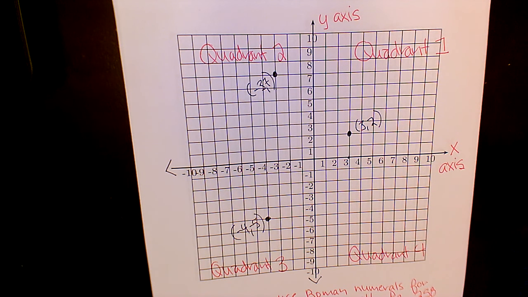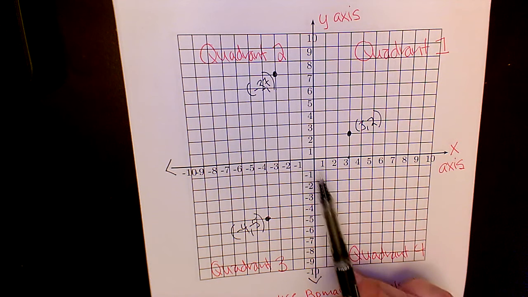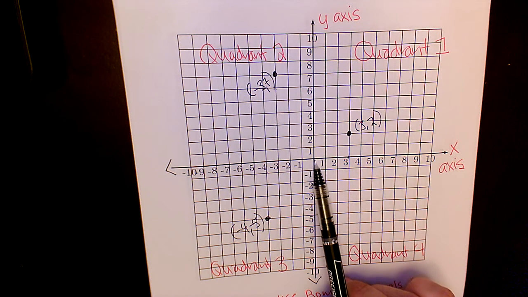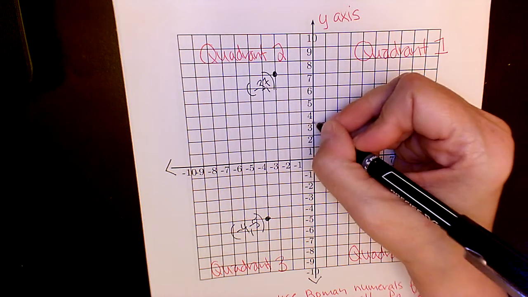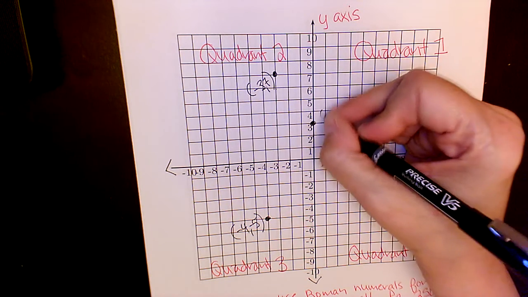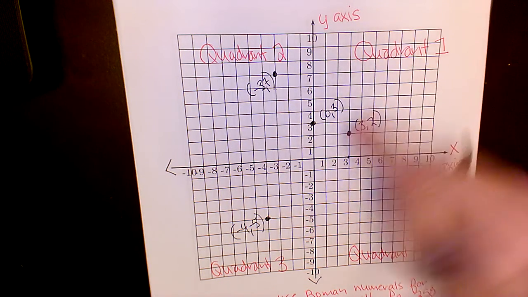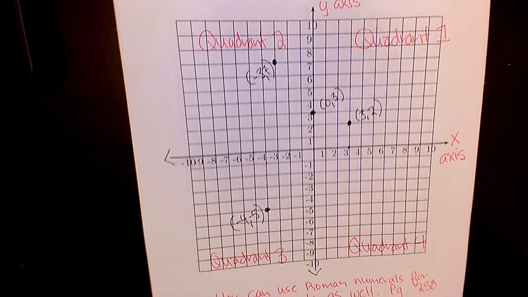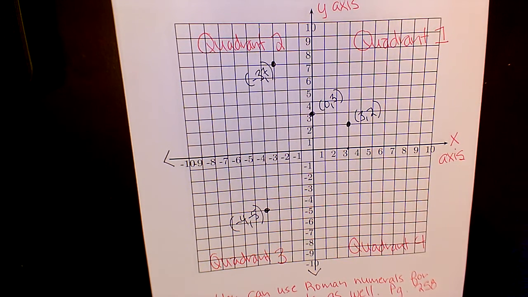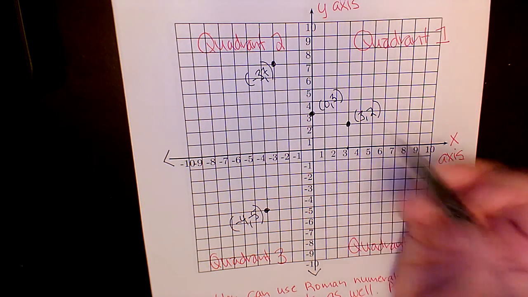Next one is (0, 3). So I'm starting here. I'm not going anywhere because the first part of my point is 0. My x part or coordinate is 0, so I'm not going anywhere. I'm just staying here. And then I'm going up 3. So this point (0, 3) sits on the y-axis. So it's actually sitting on the y-axis.